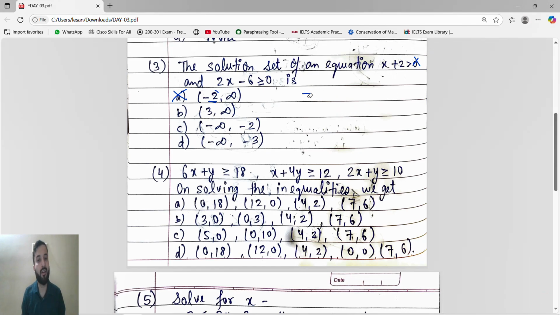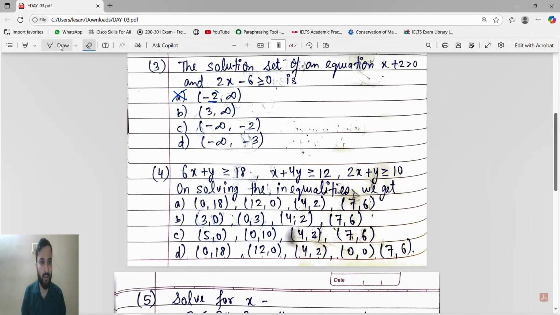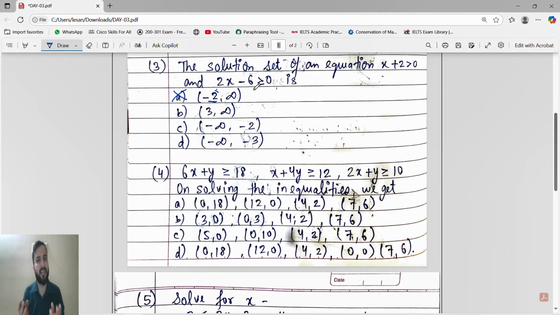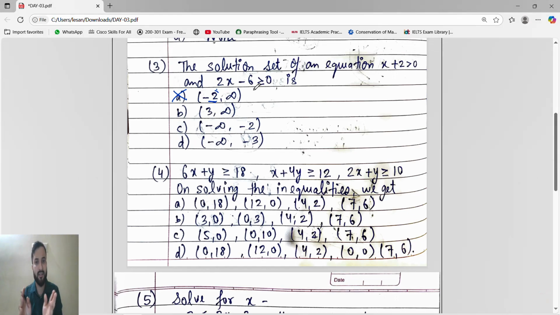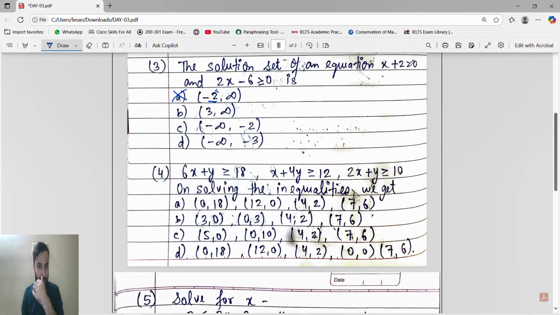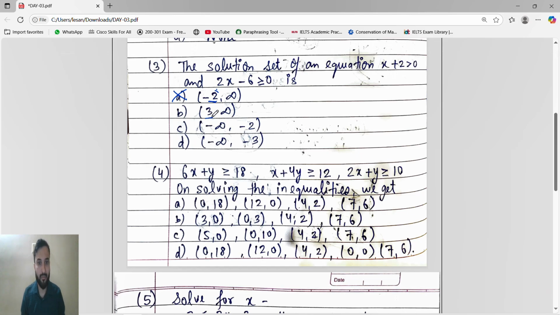Forget about the things I said at the start. Just substitute the given value and check whether it satisfies the condition or not. That's it. Now I will take 3. 3 plus 2 is 5. Yes, 5 is greater than 0, satisfying. Now taking x as 3 here, 2 times 3 is 6, and 6 minus 6 is 0. Yes, 0 equals 0. So this is satisfying the condition.